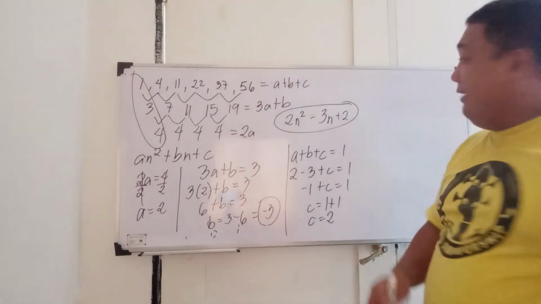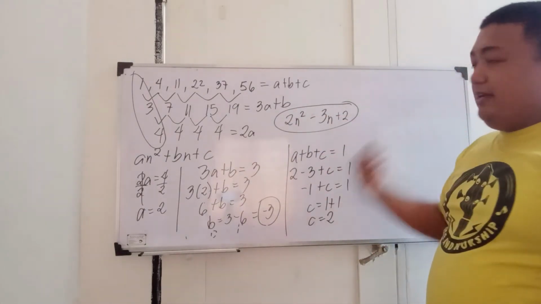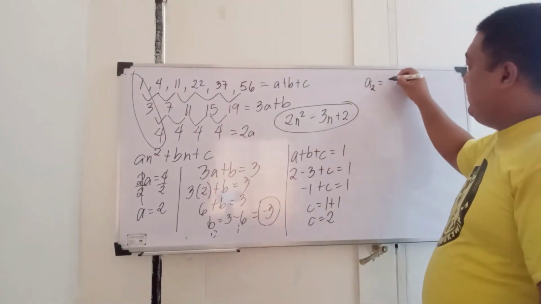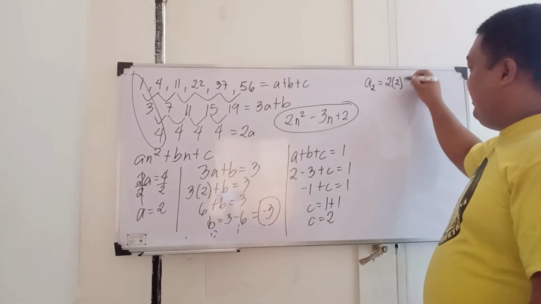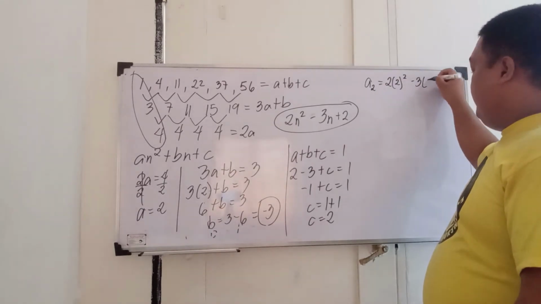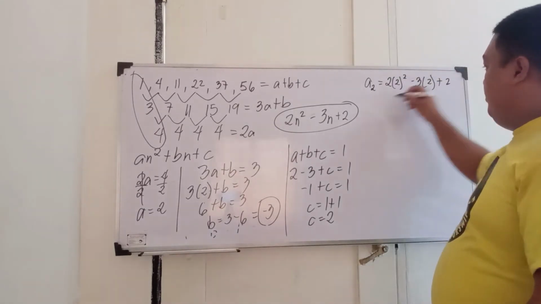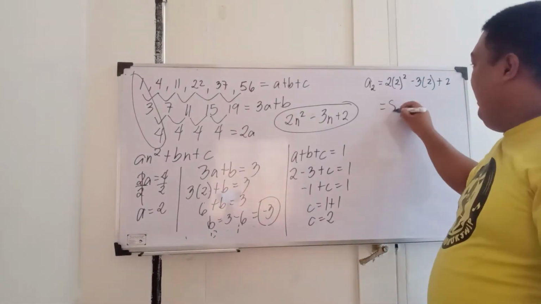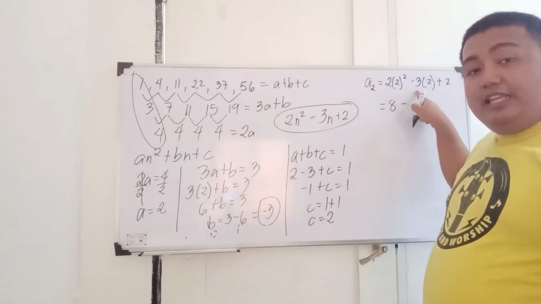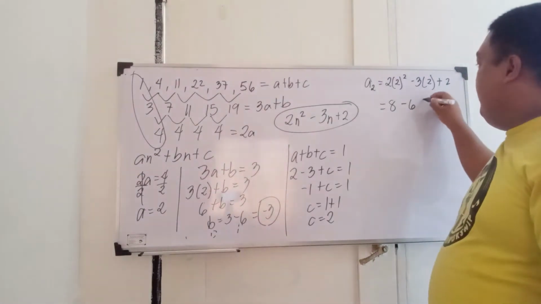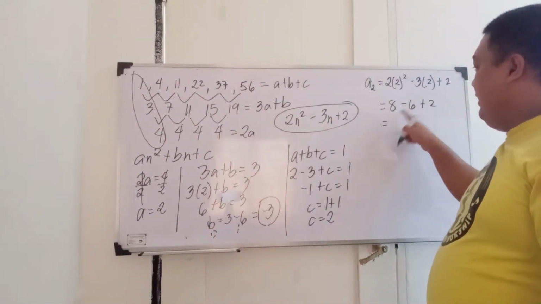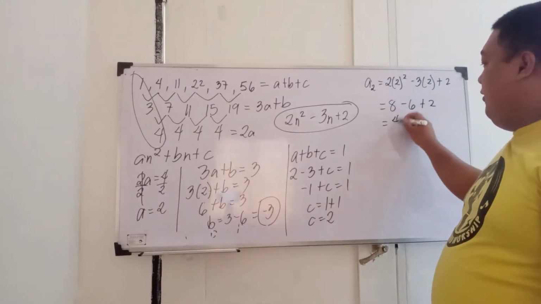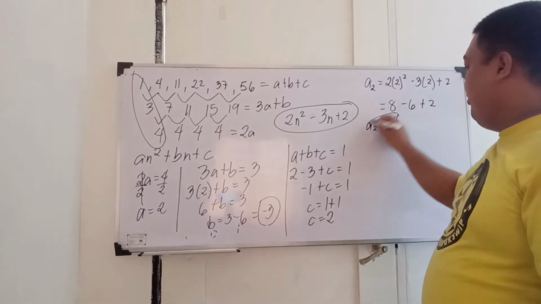Now, let's try. Gamitin natin, for example, si a sub 2. So, a sub 2 equals 2 times 2 squared minus 3 times 2 plus 2. 2 squared, that is 4 times 2, 8. Then negative 3 times 2, 6 plus 2. 8 minus 6, that is 2 plus 2, 4. Which is our a sub 2, second term.